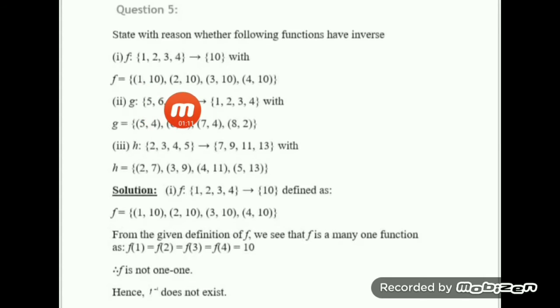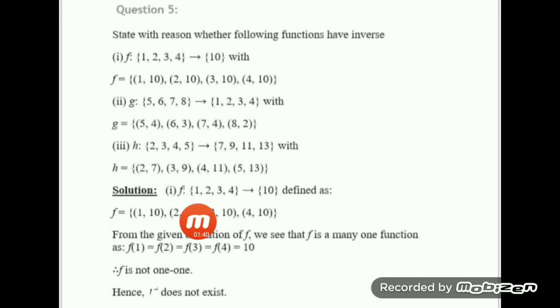Is the function 1-1? Obviously not. So, to be an inverse function, I hope you remember, what is the condition an invertible function must satisfy? Yes, it must be 1-1 and onto. In this case, we have seen that the function is not 1-1. That means it is many-1. If it is many-1, there is no need to check whether it is onto or not. So, you can say that the function is not invertible. That means the inverse does not exist.